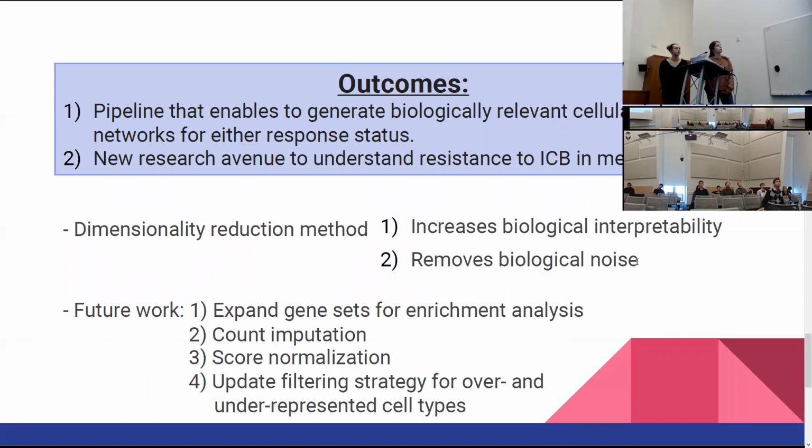So in summary, we put together a pipeline that enables us to generate what we think are more biologically relevant and interpretable networks using differential gene expression and enrichment analysis using chemotherapy data. And we have also applied this to melanoma, and we've identified a new research avenue to understand resistance to immunotherapy in melanoma. And future work could be expanding the gene sets for enrichment analysis, quantification, normalization, and data filtering strategies for over and under represented cell types.